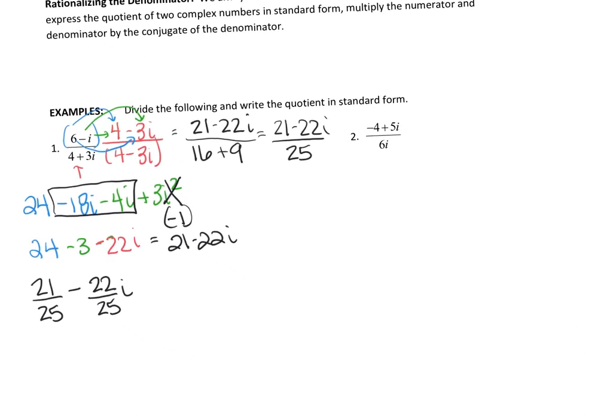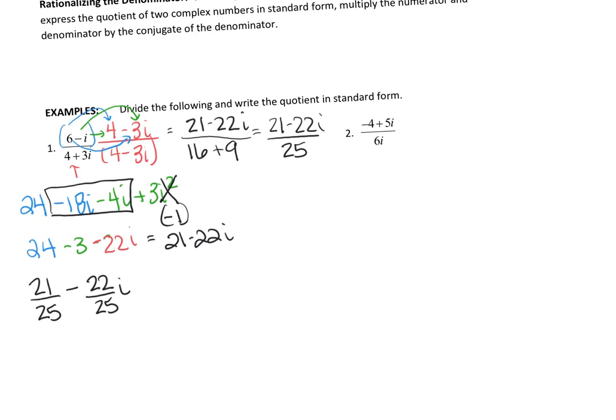So same thing here. We can't have i's in the denominator, so we need to remove it by multiplying by the conjugate. Well, the conjugate of 6i is negative 6i. You change the sign. Top and bottom by negative 6i. So multiply that by that. Negative 4 times negative 6i is a positive 24i. Positive 5i times negative i is a negative 30i squared. Remember that i squared equals negative 1, so it's going to change that sign.